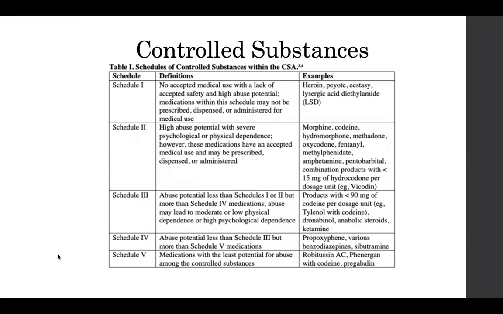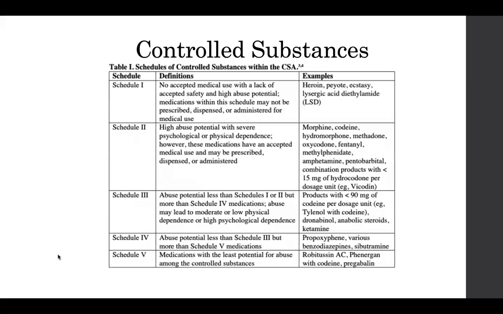And then schedule 4, where you have an abuse potential that's going to be less than a schedule 3 drug, but still higher than that schedule 5 drug. And so that is like various benzodiazepines and sibutramine. So if you want to think about your like lorazepam, your Ativan, that would be a schedule 4 drug.